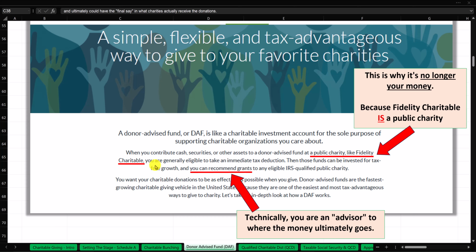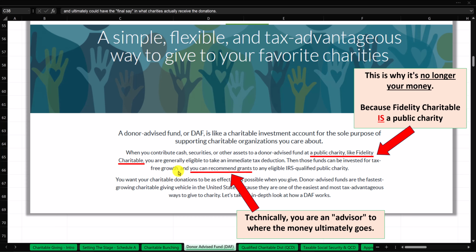And that's why it says right here, you are generally eligible to take an immediate tax deduction. You can take the immediate tax deduction because at the moment you put it in the donor-advised fund, you have donated it to charity. It is no longer your money. Okay, then it says those funds can be invested for tax-free growth.